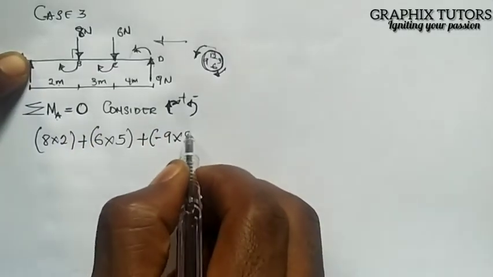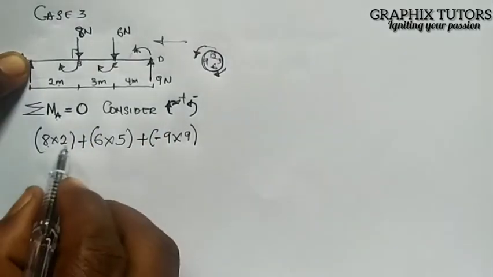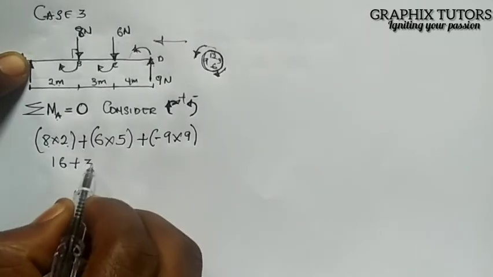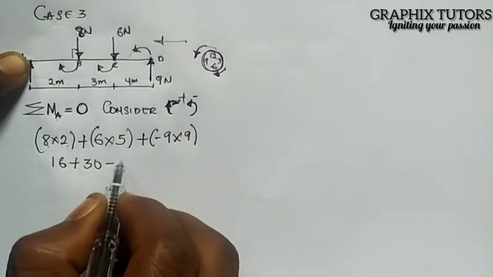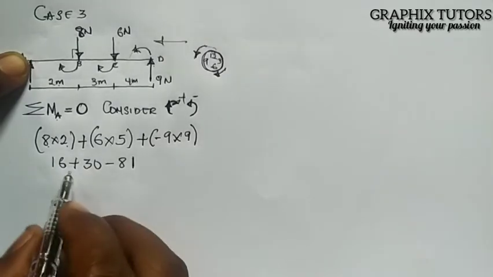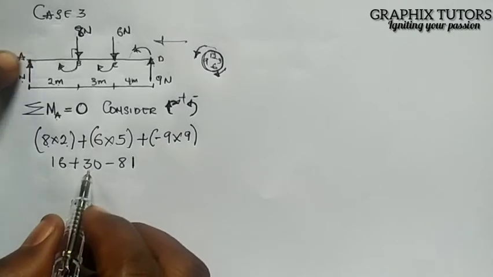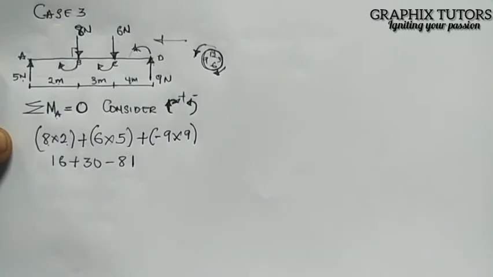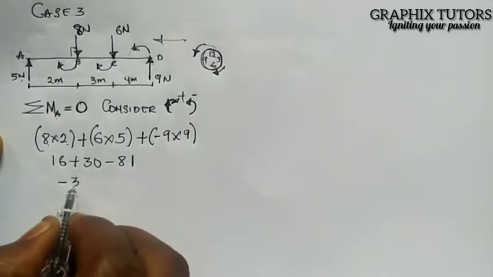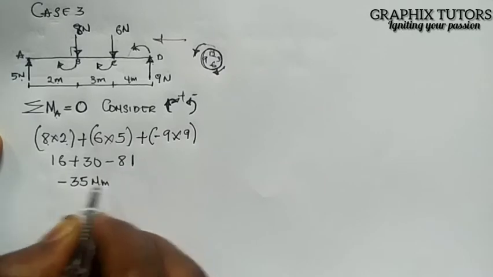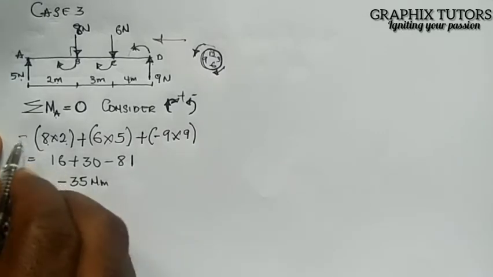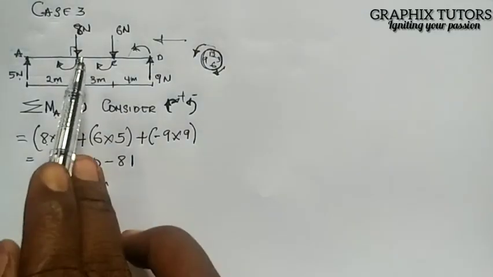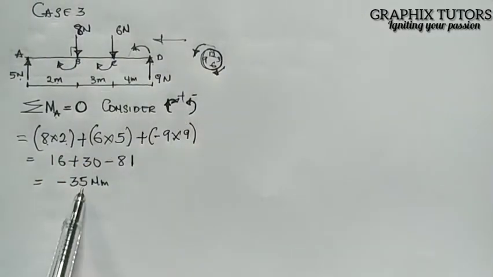So from here, 8 times 2 is 16, plus 6 times 5 is 30, minus 81. So 16 plus 30 is 46. 46 minus 81 gives us minus 35 Newton meter. That is my moment about point A. If I am correct, if I calculate moment about every point, I should be having minus 35.